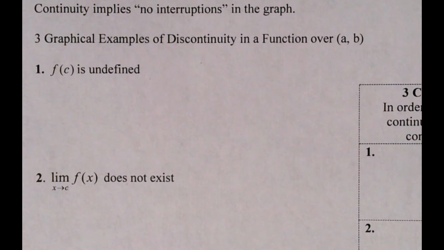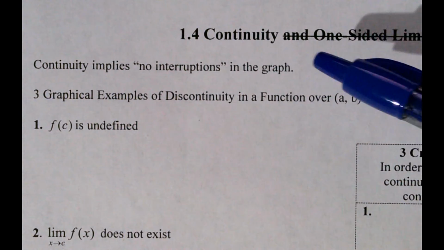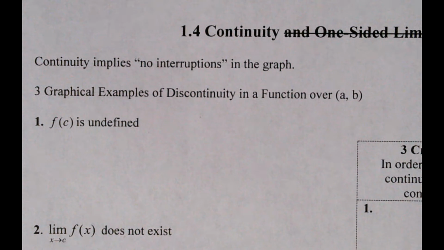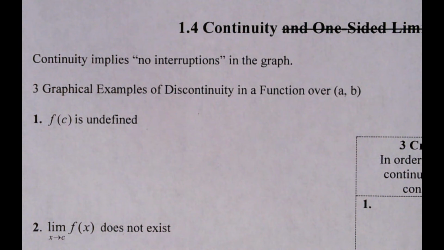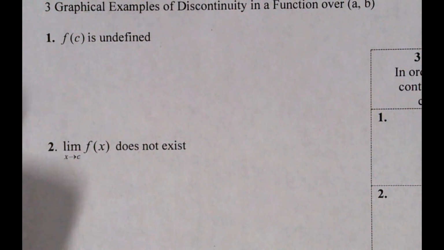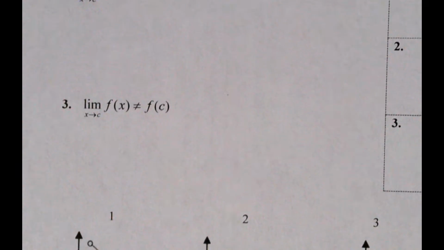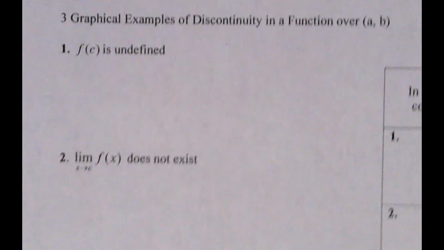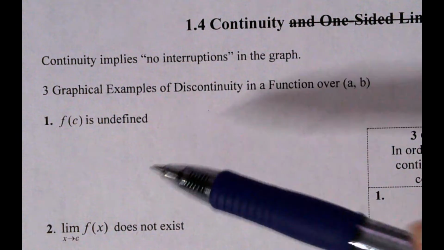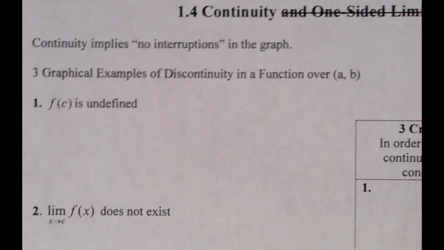Three graphical examples of discontinuity in a function over an interval. All right, so we're talking about continuity or discontinuity. Sometimes they'll ask you to talk about continuity, sometimes they'll talk about discontinuity. So what we're looking at here are three examples of how a function can be not continuous. So let's start with the first one.